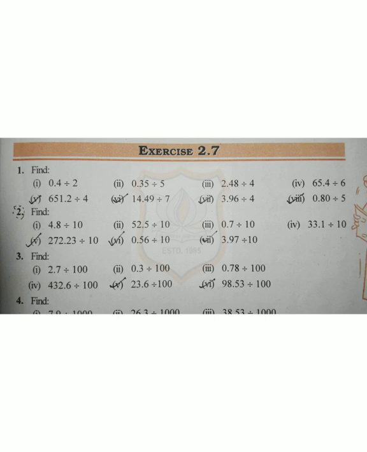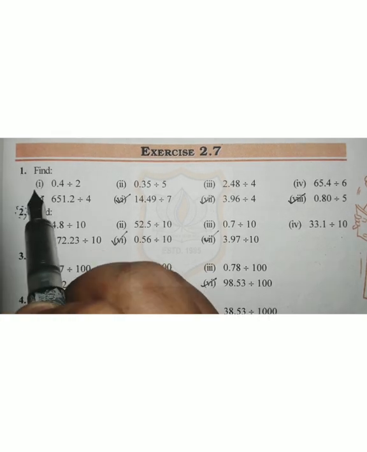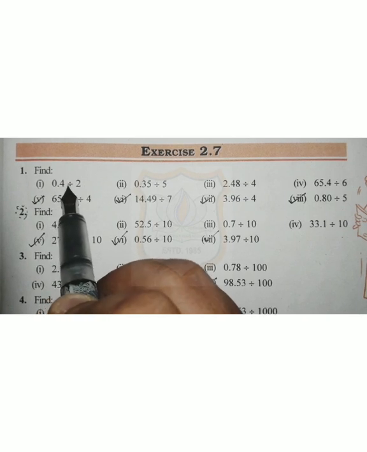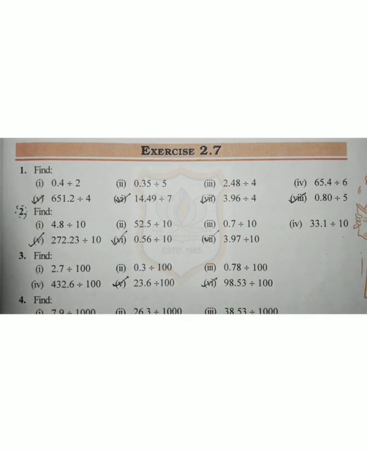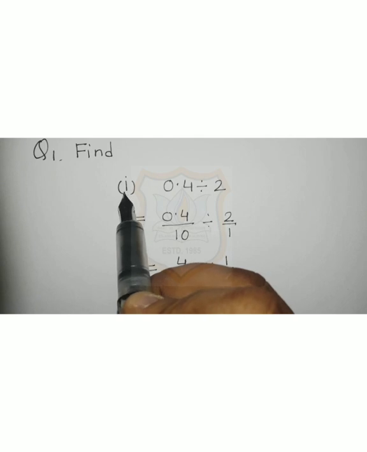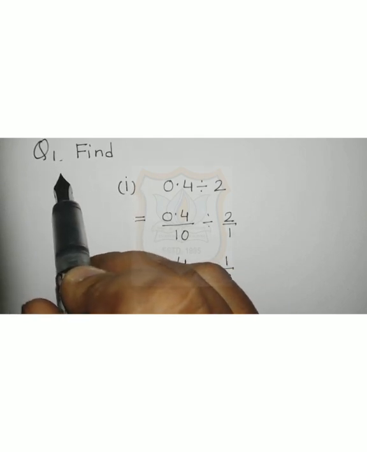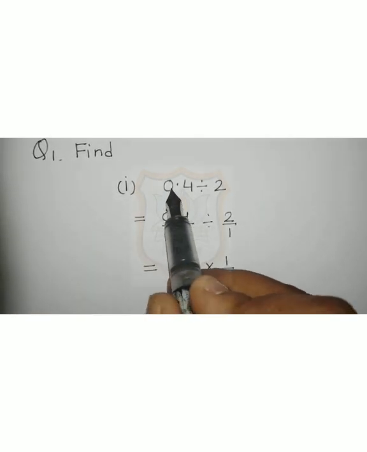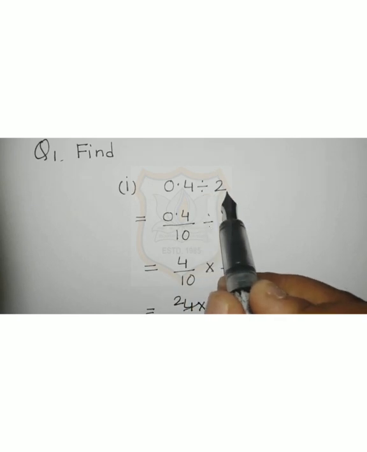Today we are going to solve exercise 2.7 of chapter number 2, fractions and decimals. So let's start. Question number 1 of exercise 2.7. First part of question number 1 is 0.4 divided by 2. So let's solve part 1 of question number 1, exercise 2.7, and that is 0.4 divided by 2.